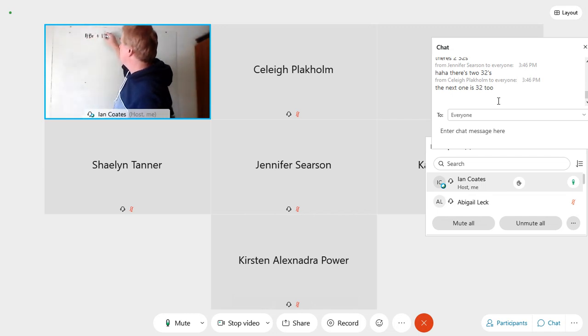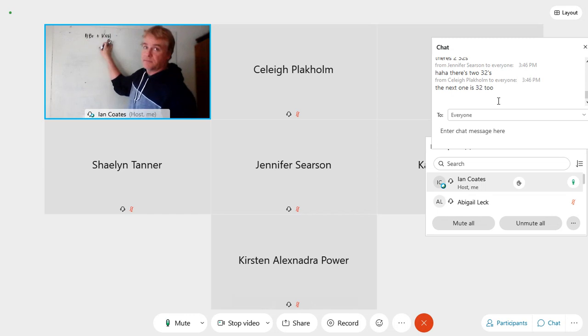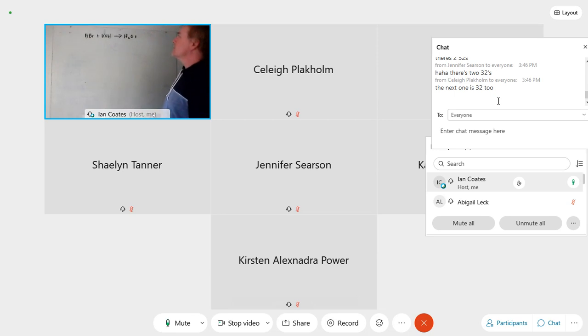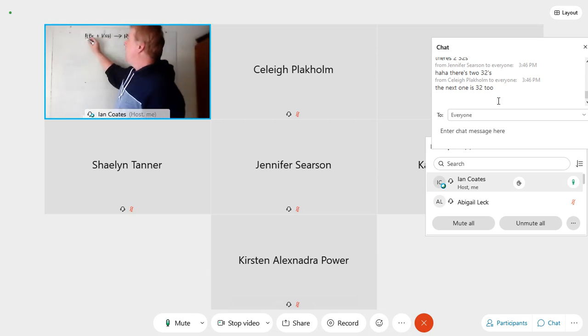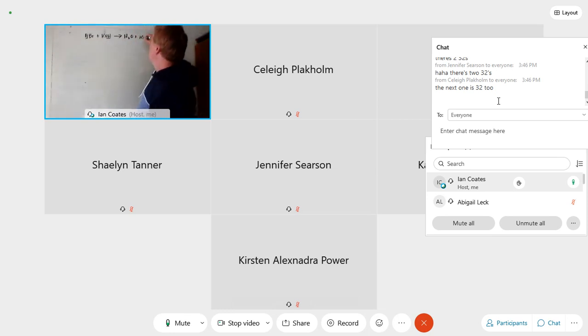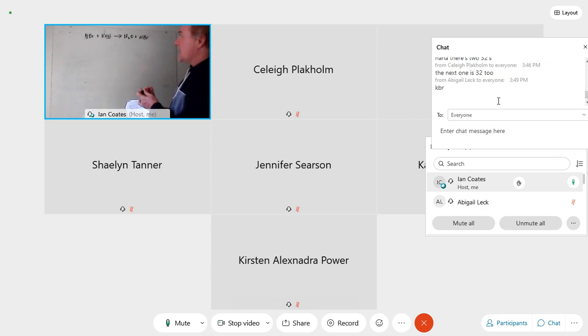HBr plus KOH. So this is an acid plus a base. Always produces water, so I got H2O. Now what's my salt? Potassium bromide. Okay. So that's my chemical equation. I think it's balanced, 1 to 1 to 1 to 1. It's good. Now, what is it asking me? What is the net ionic equation?